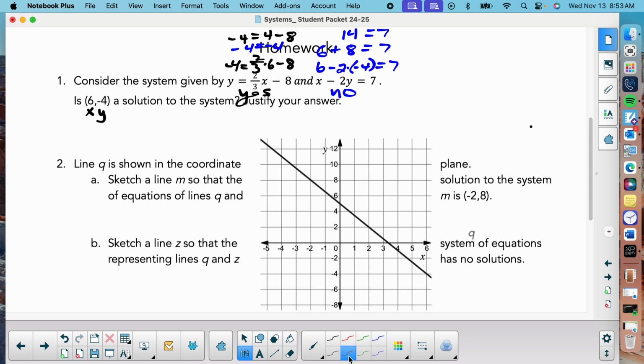Oh, I guess that one's not perfect either, no. 9. I don't know where 9 is. That's 11.